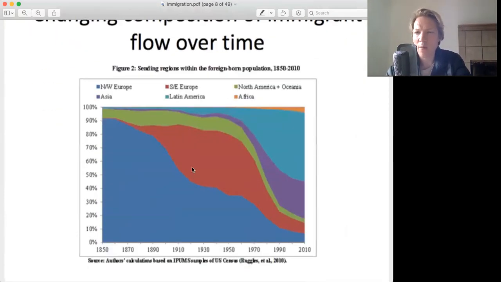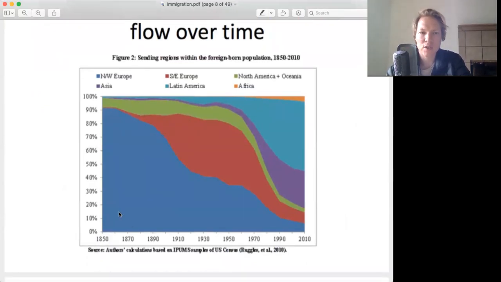Now where the immigrants came from changes over time. Your initial big sending areas are northern and western Europe. This is primarily from England, Scotland, Ireland, and Germany, your big waves here. Then we have the Southern European waves, which is your Italian immigrants. And then our most recent wave of immigration is primarily from Latin America and Asia.